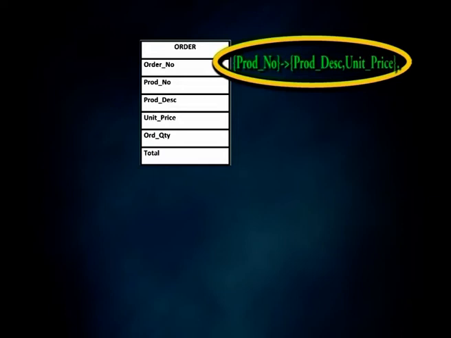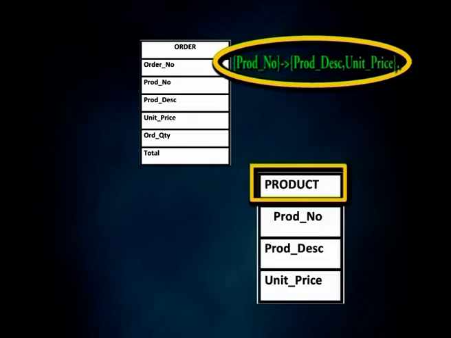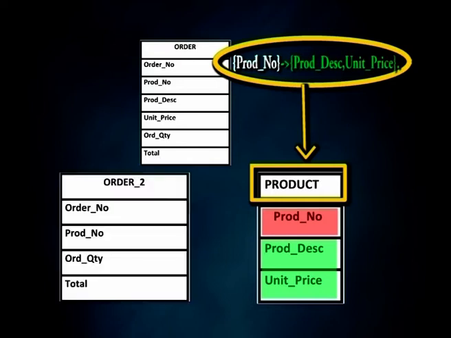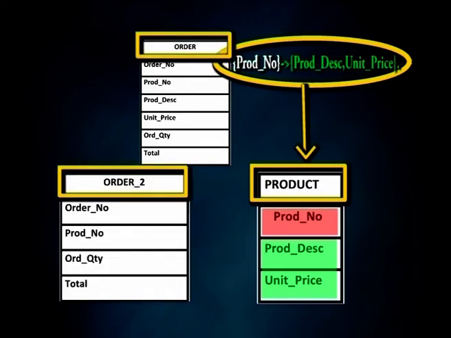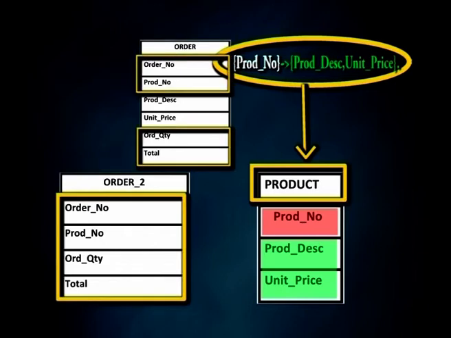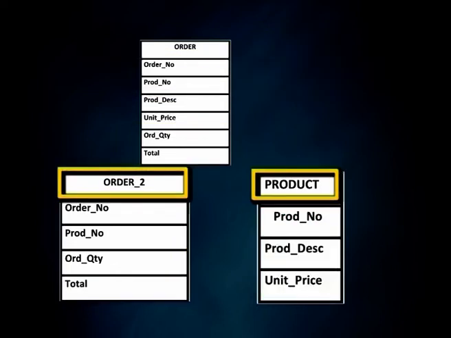So, we remove them from the relation order and place them in a new relation named product with product number as primary key, as these attributes are dependent on the product number, and rename the relation order to order 2 with attributes order number, product number, order quantity and total. Now, our two relations product and order 2 are in 2NF.